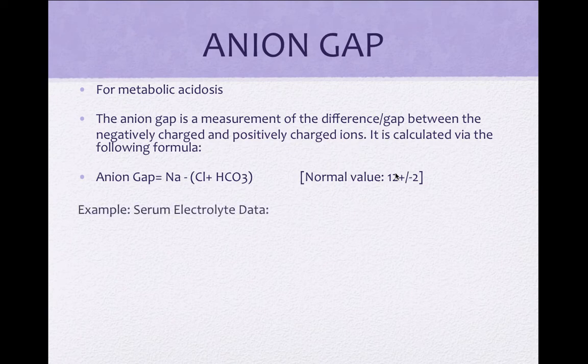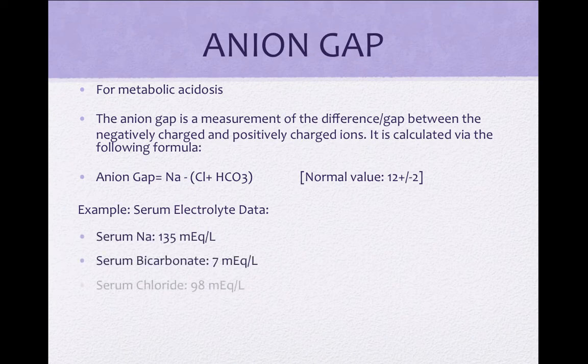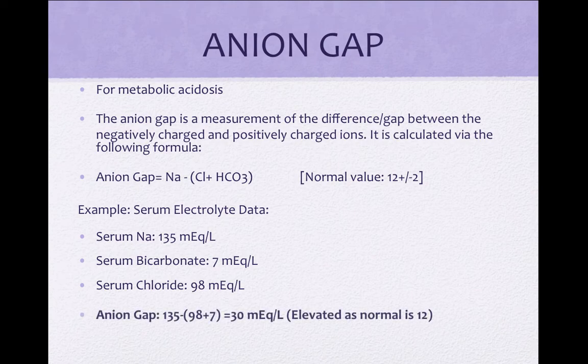Now, I'm giving an example of serum electrolyte data so that you can practice it. Serum sodium is 135, bicarbonate is 7, and serum chloride is 98. What will be the anion gap? It will be 30. Now, as we know, this is elevated as the normal value is 12. We will call this high anion gap metabolic acidosis. This is helpful because it changes your list of differentials, but that you'll get to know once you're in 5th year.